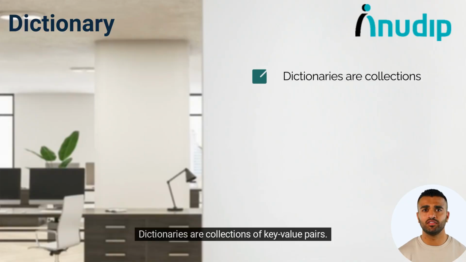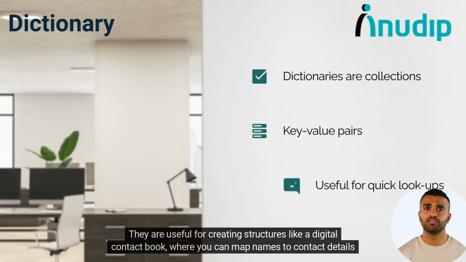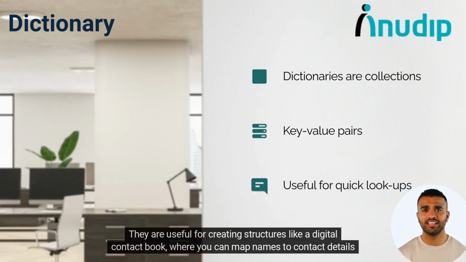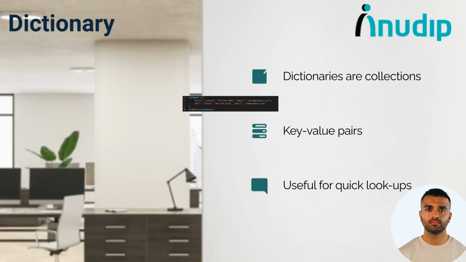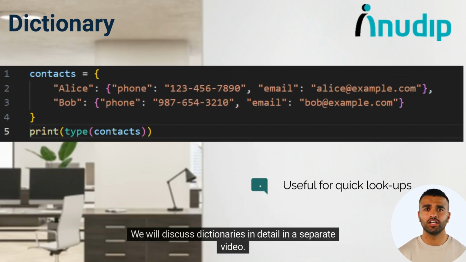Dictionaries are collections of key-value pairs. They are useful for creating structures like a digital contact book, where you can map names to contact details for quick lookups. We will discuss dictionaries in detail in a separate video.